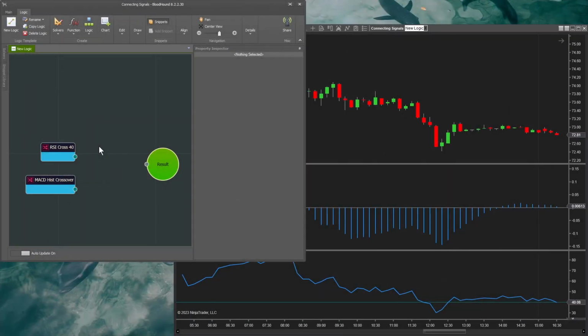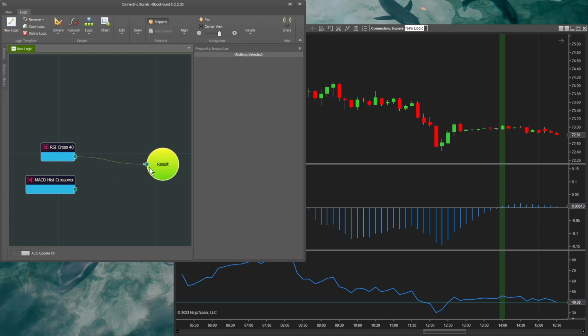So let's talk about connecting signals. Many new BloodHound users will have this question where they say, I have two crossover conditions, let's say an RSI crossing a certain level and the MACD histogram crossing the zero line, for example. And that's what I have set up here. So here's the RSI cross and the MACD histogram crossing above zero.